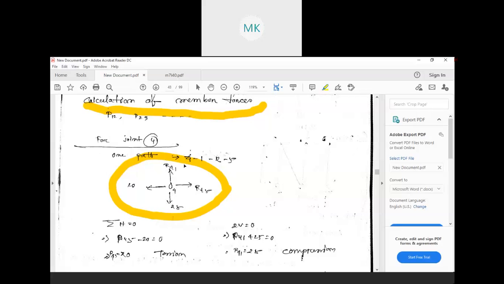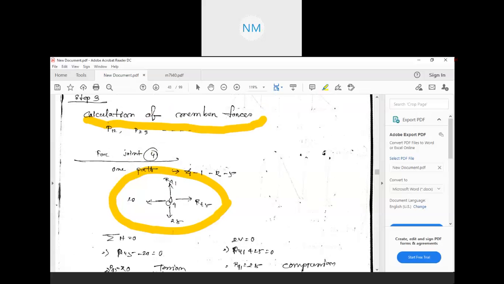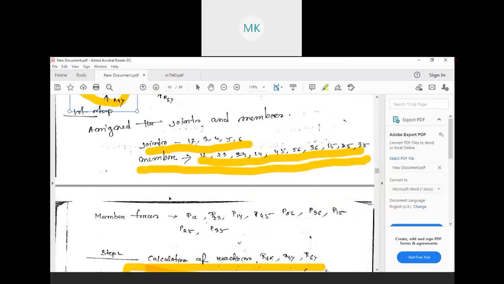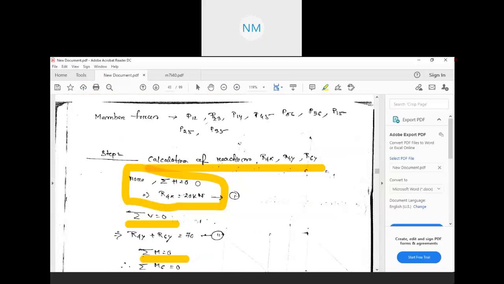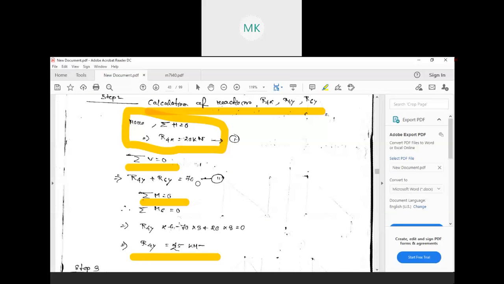No, sir, in the question the direction is given inwards, but here we're drawing it outwards, sir. So if you see the question, minus 20 is given inwards, sir. Yes, this is inward. And in that direction also, we are using minus 20.